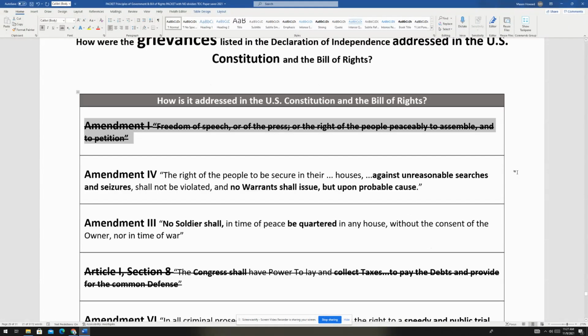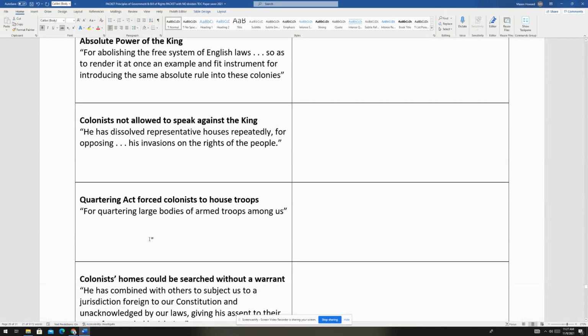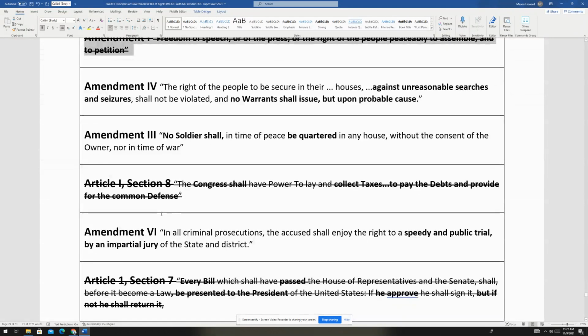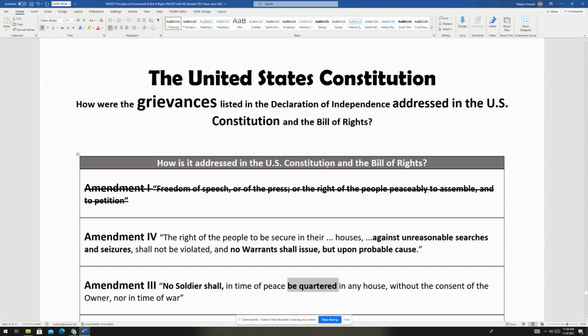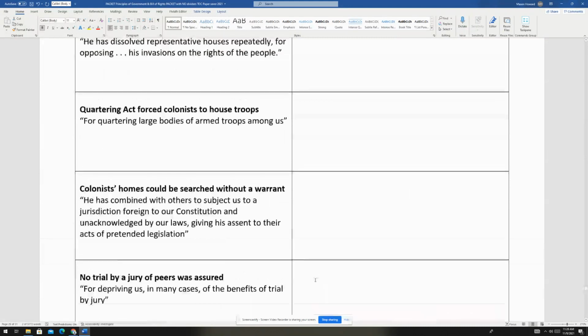Okay, time's up. Here we go. So the next one, Quartering Act, forced colonists to house their troops. They hated this. So how do they make sure, since we're creating the government, we're deciding what the government can and can't do? So guess what we did? What did we put in there? You should have the Third Amendment. No soldier shall be quartered. That's all you had to write in that box. No soldier shall be quartered, meaning, like sleeping quarters, they can't sleep in your house. So you should have that one right in this box.